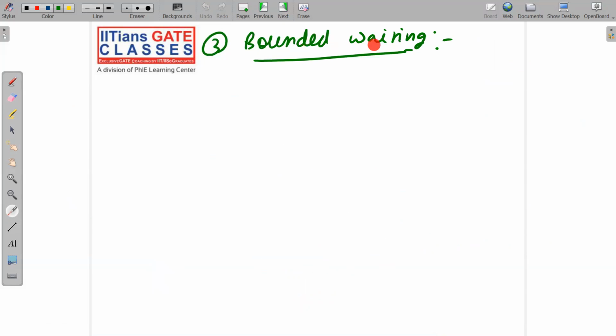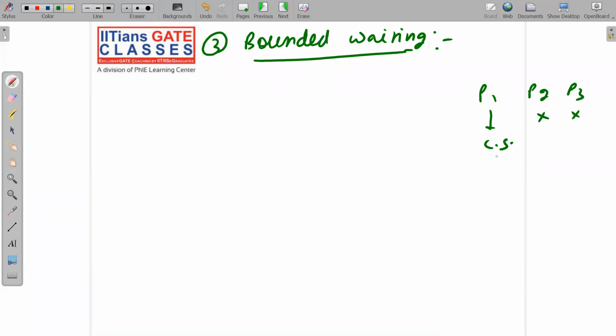Bounded waiting is not related to time. It is related to the number of processes. Let me give you a simple scenario, then you will get more clarity about what exactly bounded waiting is. We have P1, P2, P3. Suppose P1 is in its CS. Then obviously P2 and P3 cannot enter their critical section, because we have to satisfy mutual exclusion.